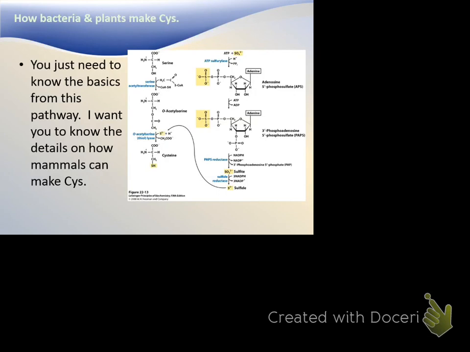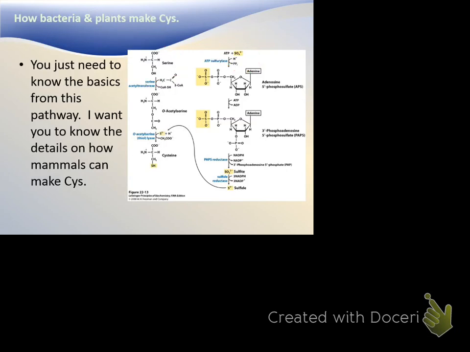They make cysteine from serine. So that's where the backbone of the amino acid comes from, and I'd want you to know that. For example, the backbone is serine. But where does the sulfur come from? On this picture here, it comes from sulfate. Okay, so it uses the inorganic sulfate salt as the sulfur donor. And like I said, there are several different steps to it.